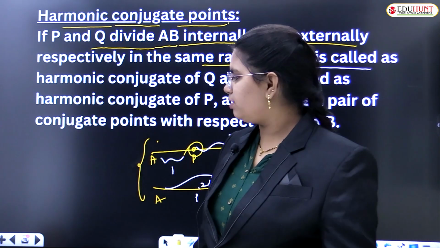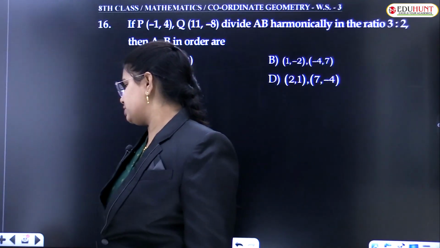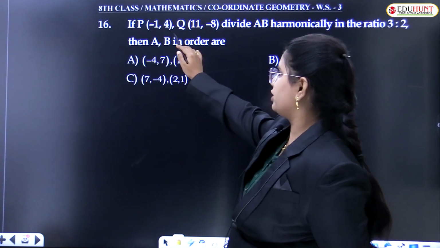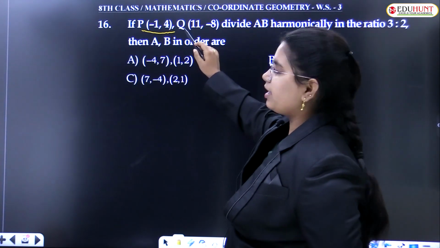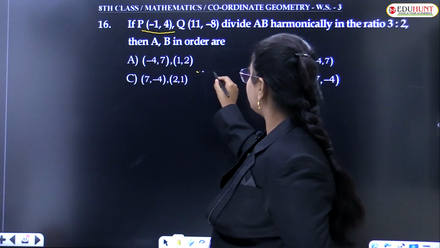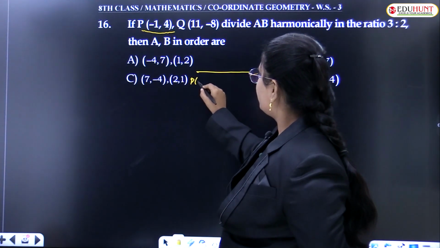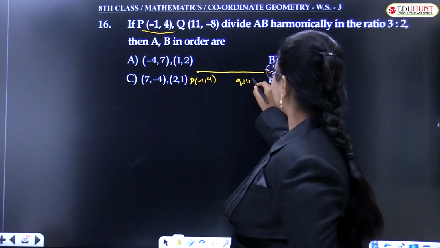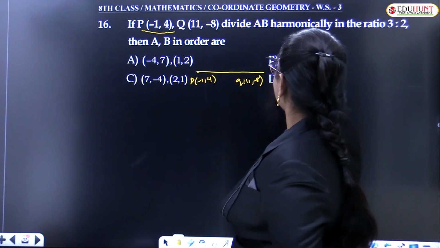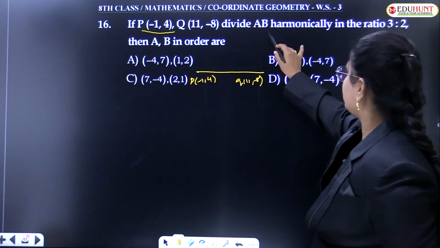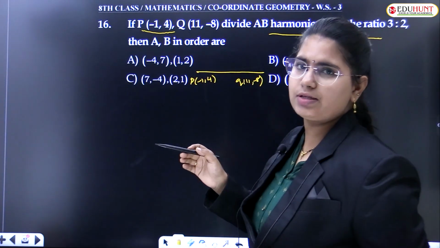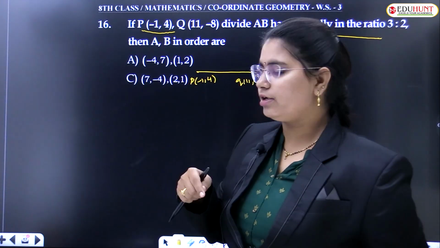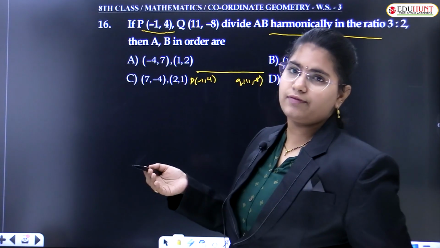So we will solve one problem based on this. What is the problem here? Worksheet problem, 16th question. Let's check it out. If P(-1, 4) and Q(11, -8) divide AB harmonically, then we can say that both are dividing in the same ratio, but one is externally and the other is internally. So what ratio do we have to take?